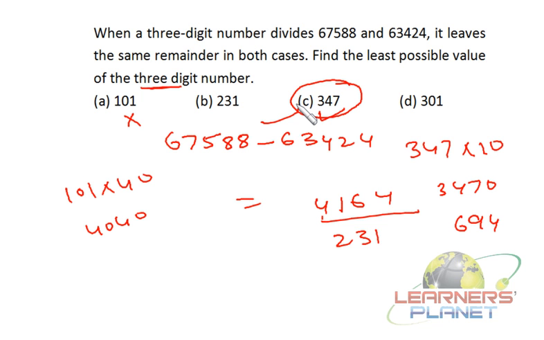Okay friends, I hope you are clear. Friends, 347 into 12 is actually 4164, which I have shown you in the calculation over here: 347 into 10 plus 347 into 2, that comes to 694. Okay, let's see the next problem.